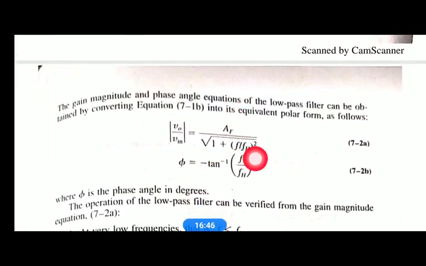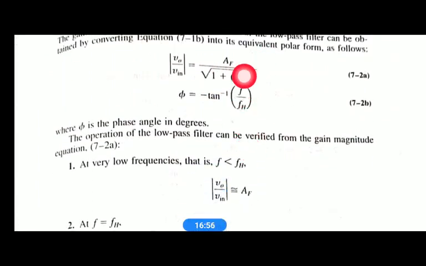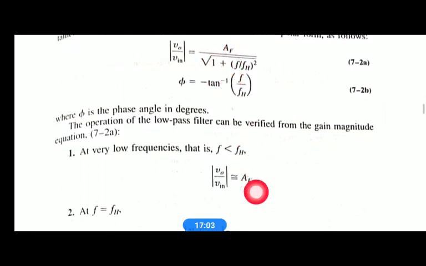If f is greater than fh, this term will become very small as compared to 1. It will be a fraction. So this term will be neglected and only this term will remain. Root of 1 will be 1. So Af divided by 1 will be Af.